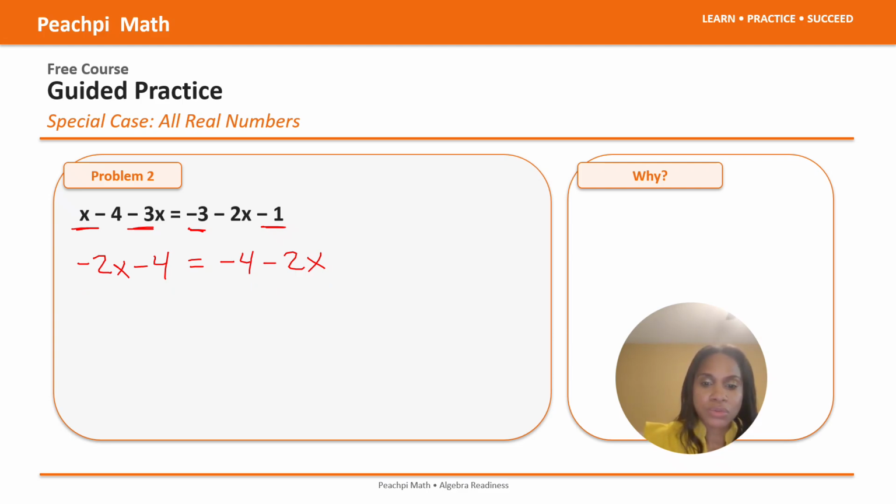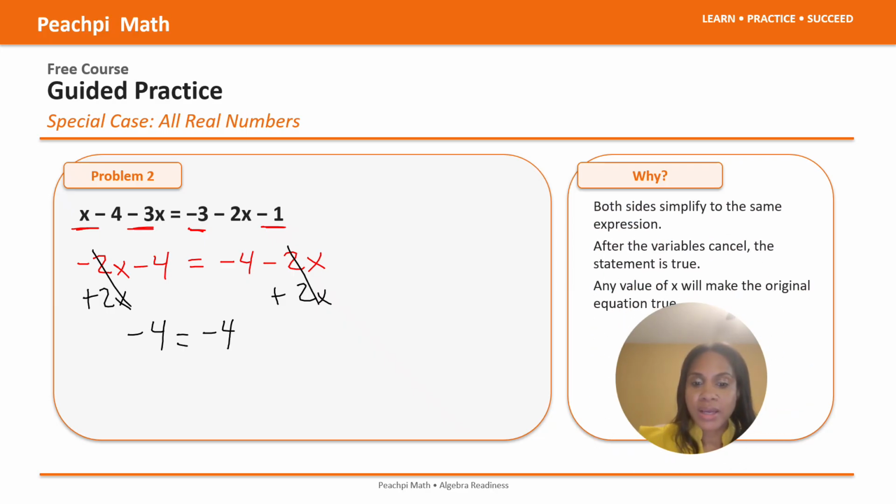We're going to combine our variables. So that's a negative 2x. I'm going to add 2x to both sides. It cancels out. I'm left with negative 4 equals negative 4. And what do you know? That is a true statement, right? So my answer is all real numbers.